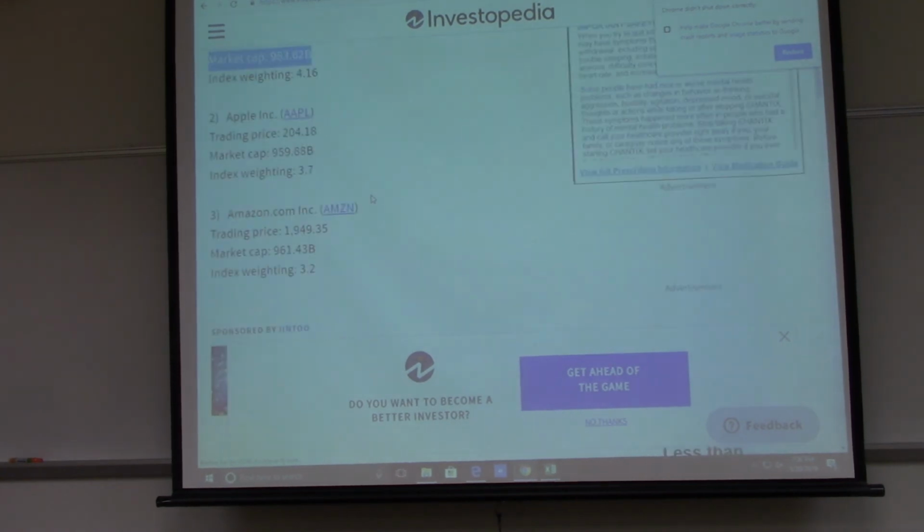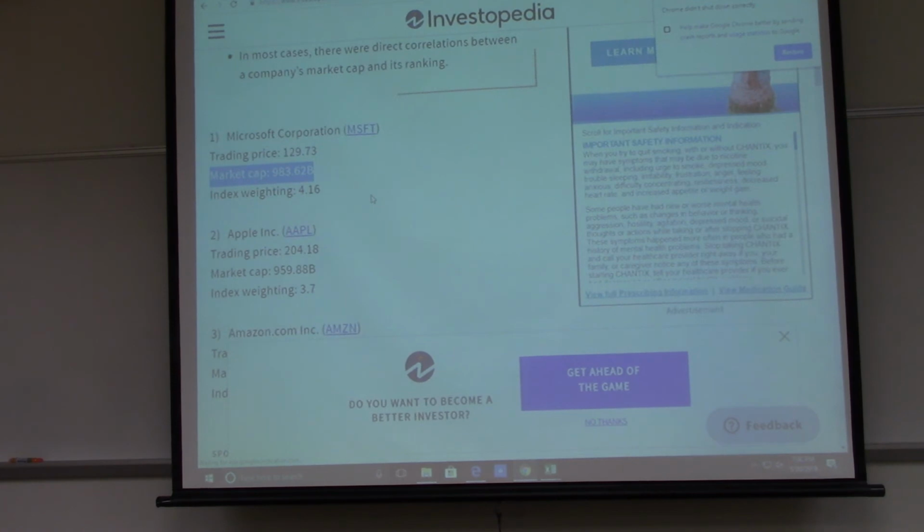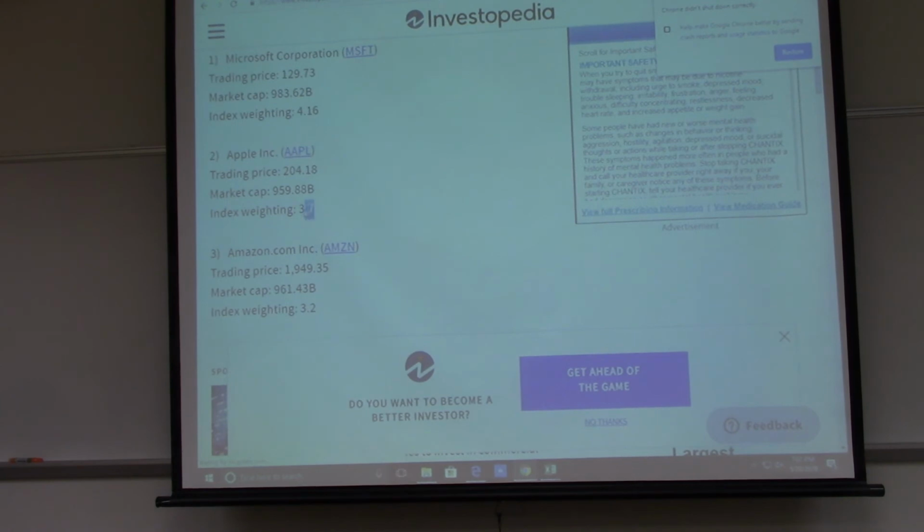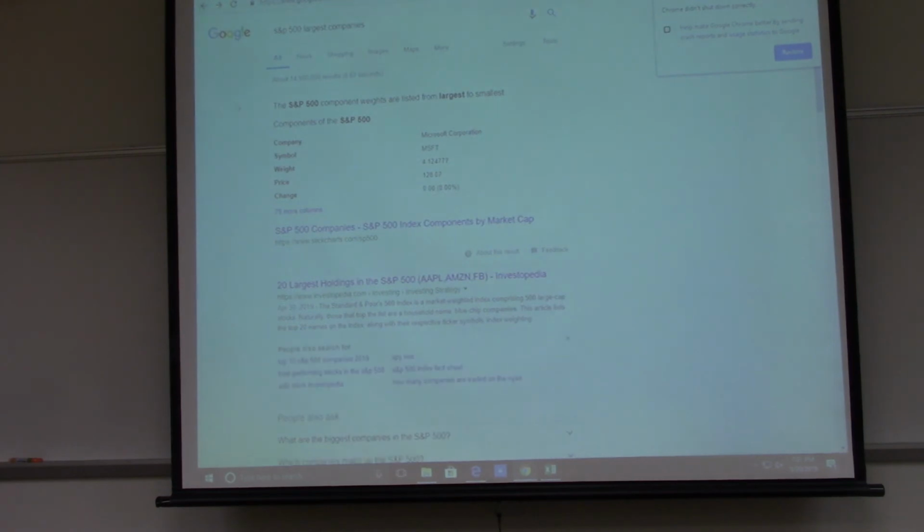But you see, the weight of 4.16%: these stocks take about 4.16% of the whole value in S&P 500. It's very heavy, because with 500 stocks, this one makes about 4.16% of the total value. Apple is 3.7%. So this is S&P 500. And you can buy it, it's called Spider.